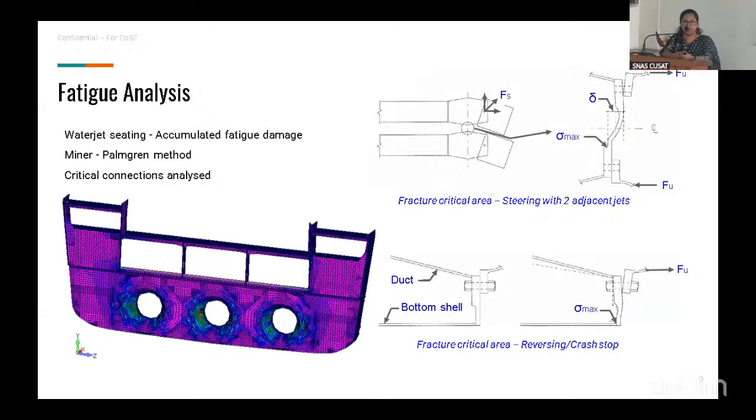Now this is fatigue analysis. The figure shows the fatigue analysis done for some critical areas or the weld connections in way of the water jet duct at the transom area of a vessel. And here we use the Miner-Palmgren method. It's an empirical method, and we find the damage factor based on the number of cycles to failure using the S-N curve.